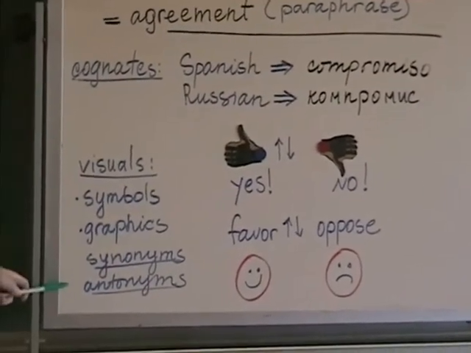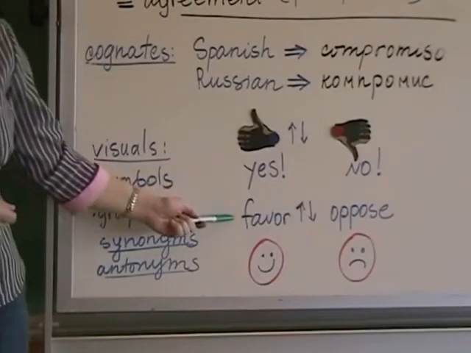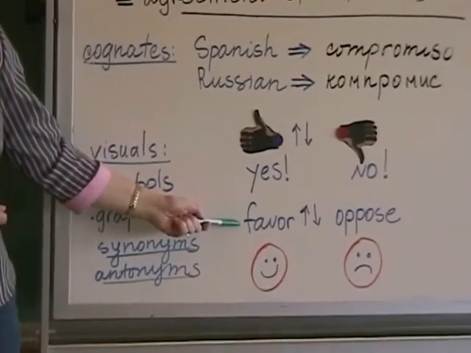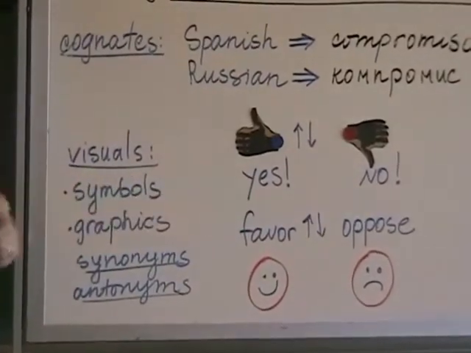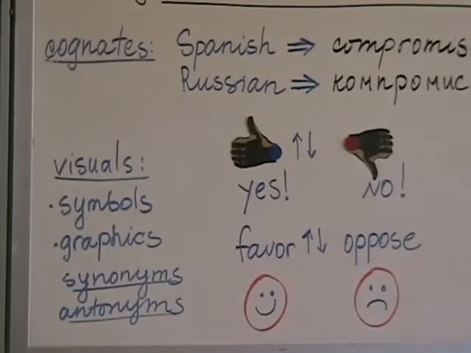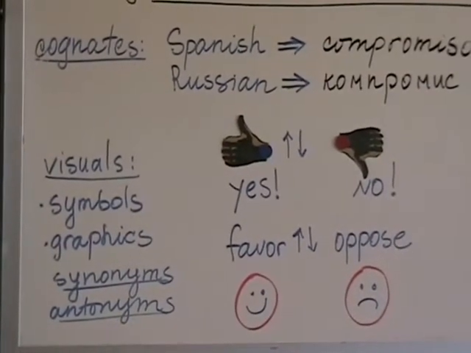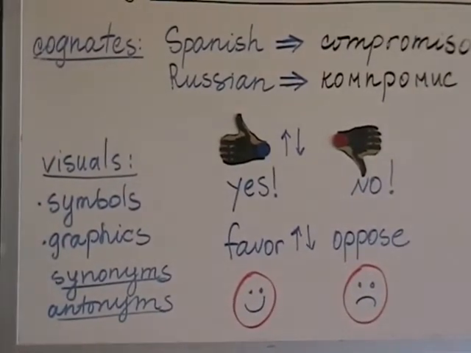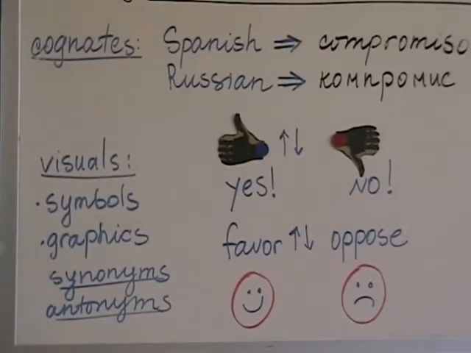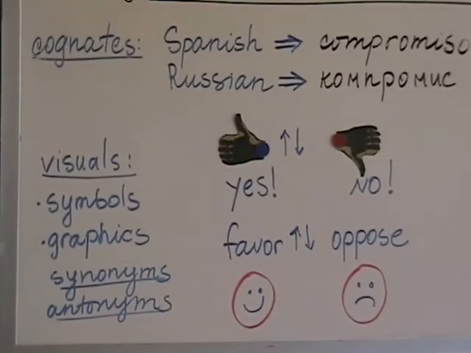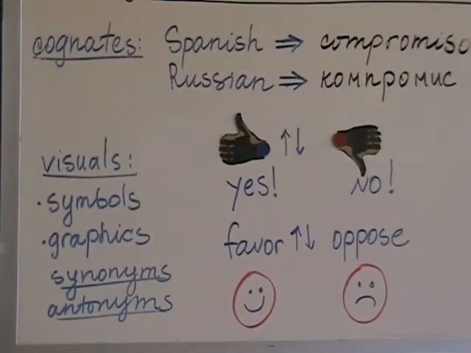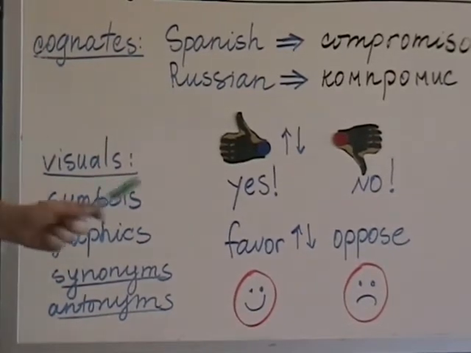I also used visuals with two important words such as favor and oppose. Those words are used in the Civil War lesson in one of the assignments in directions, asking students to fill out a chart in lesson 21. So it's important for everyone to understand what those words mean.